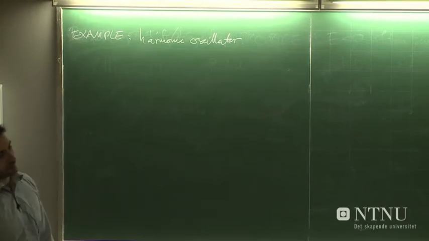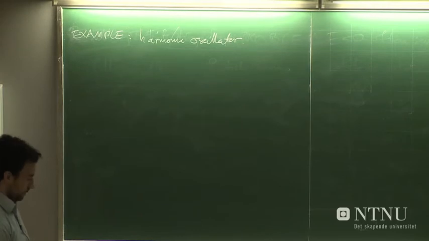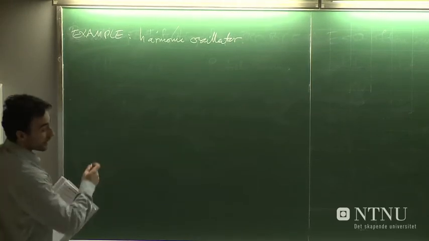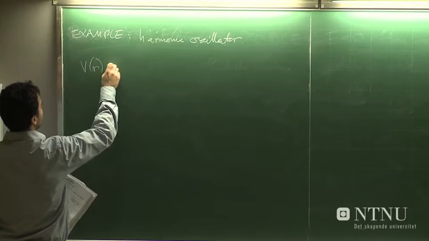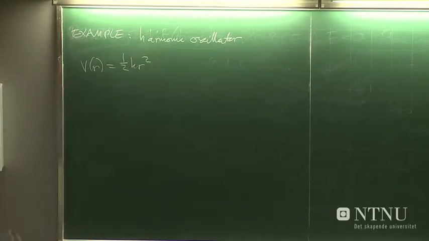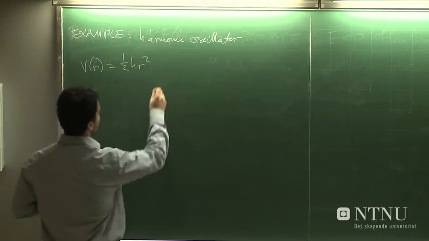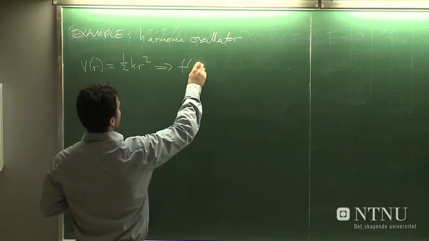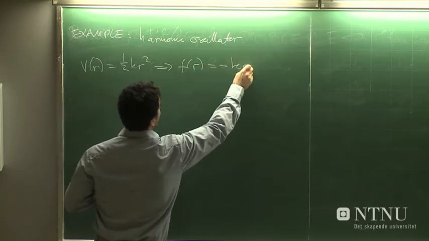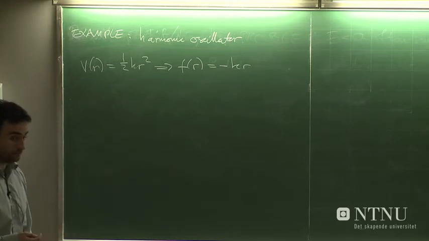It's the eternal mannequin of theoretical physics, the harmonic oscillator, for which case the potential energy can be written like this. And that implies that the resulting force from this potential has to be equal to minus k multiplied with r.